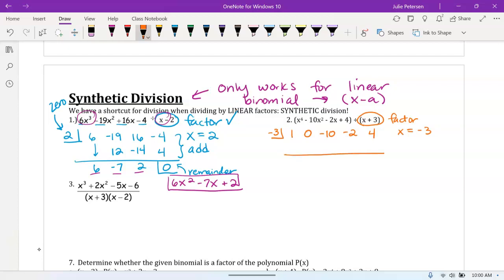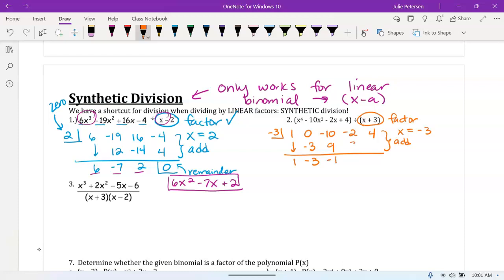Okay, so here we go. Same process. Bring down the first coefficient, multiply it times our 0. Negative 3 times 1 is negative 3. Remember, we're not subtracting, we are adding. So I add these up, I get negative 3. Then I do it again. Negative 3 times negative 3 is 9. Add those up, we get negative 1.